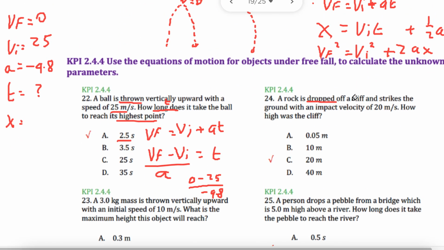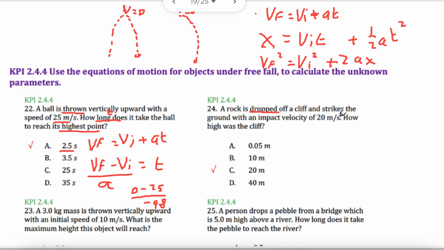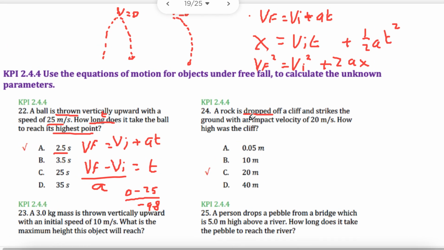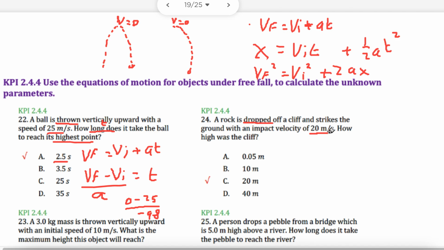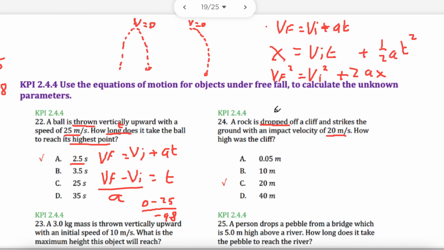And because I started off on this one as well, I drew something. Let's look at this one next. I also mentioned if it's not just reaching its highest point, if it's dropped from a highest point. But if it's dropped and then reaches a final speed, well, that means this is the initial speed.